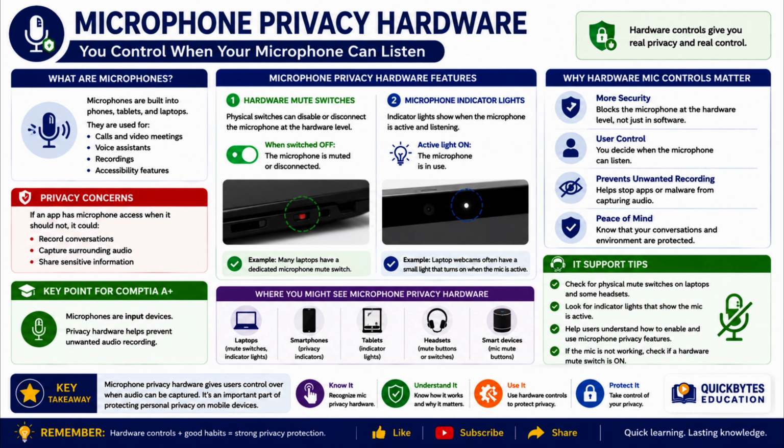Now let's look at microphones. Phones, tablets, and laptops usually have built-in microphones. Microphones are used for calls, voice assistants, video meetings, recordings, and accessibility features. But they can also create privacy concerns if an app has access when it should not. Some devices include hardware microphone mute switches or privacy buttons. Others use indicator lights to show when the microphone is active.